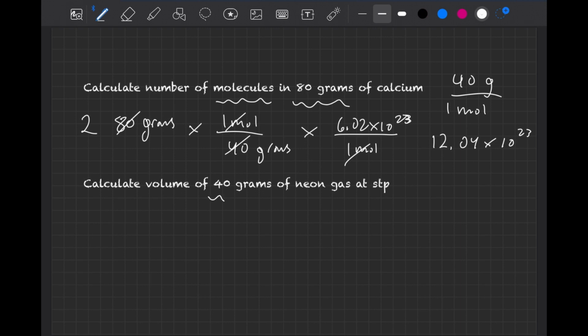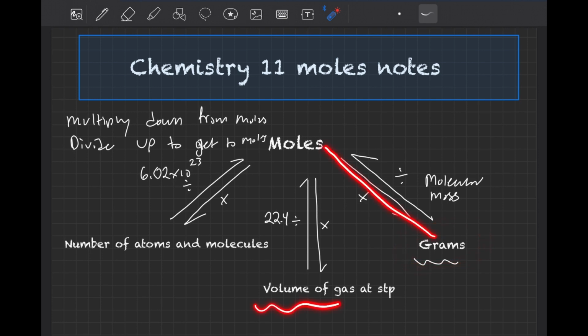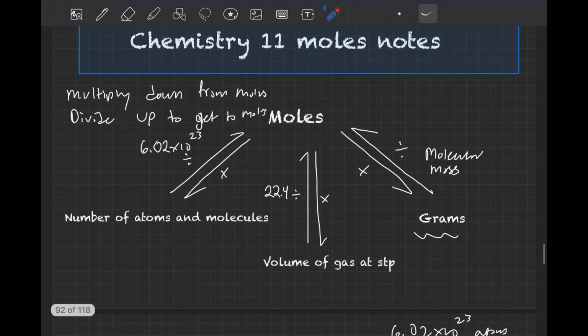So the volume of 40 grams of neon gas at STP. So neon gas, let's say the mass is 20 grams per mole. And let's try to figure out where we're at. So we have the grams, and we're trying to find the volume. So we're going to go grams, moles, and then down, right? So we're going to divide by the molar mass from the periodic table, and then multiply by the 22.4 gas constant.